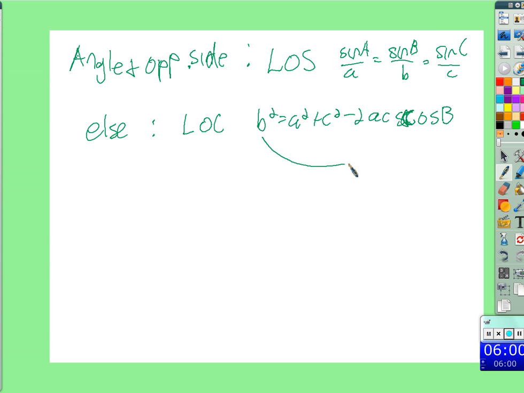Okay. Just always remember, however you write the equation, these are just funky names we give to things. Angle and opposite side. And then these would be the other sides, the sides that are not this one.